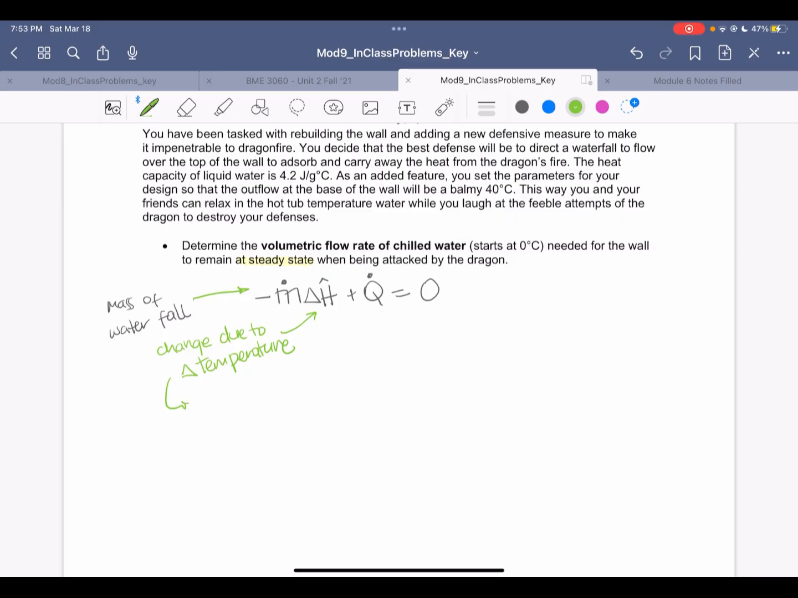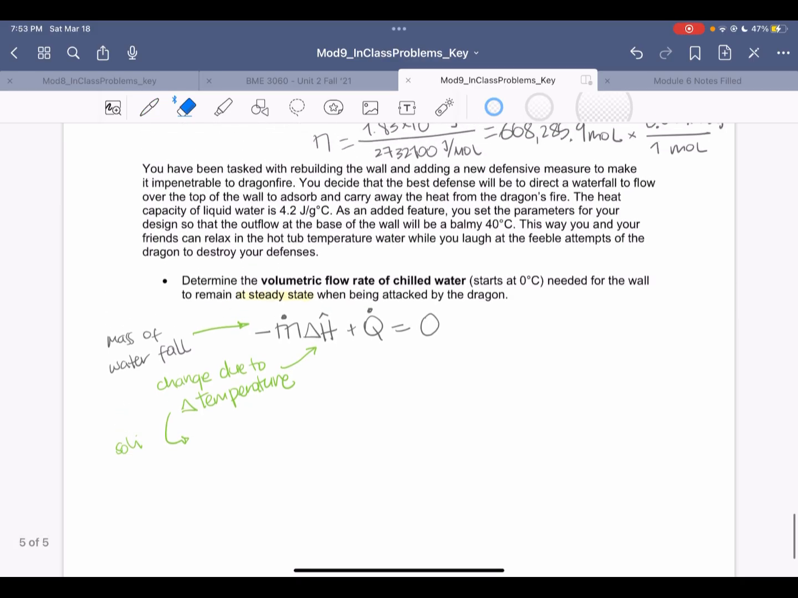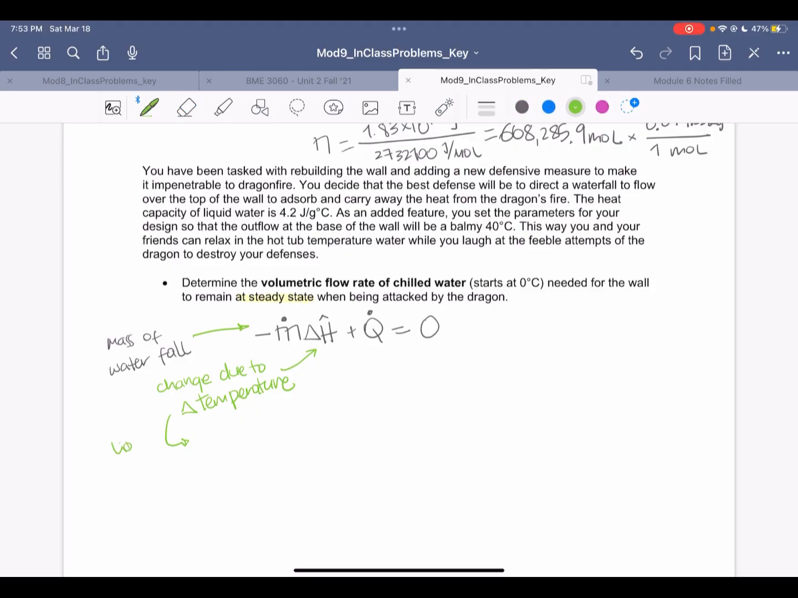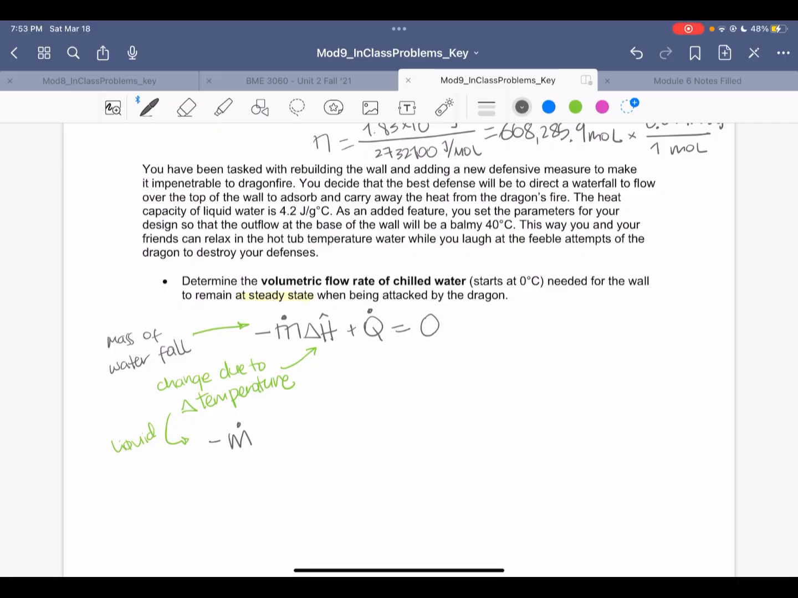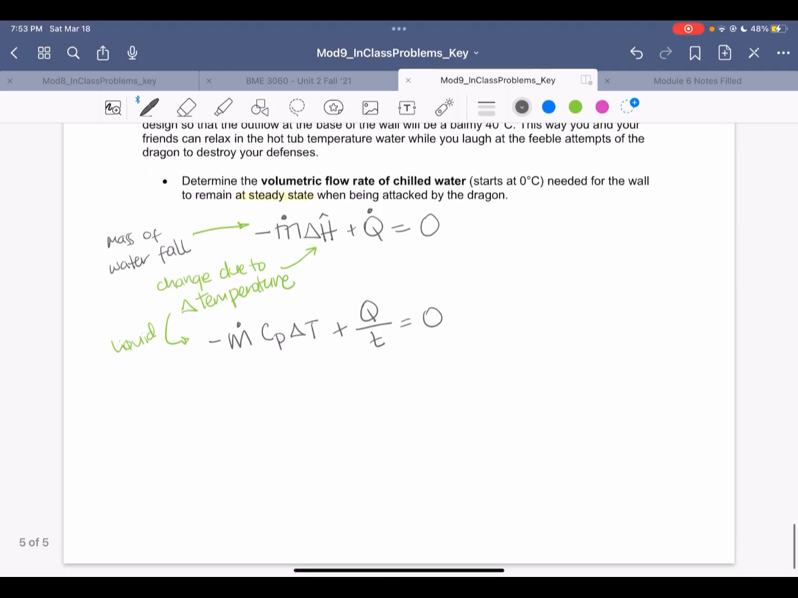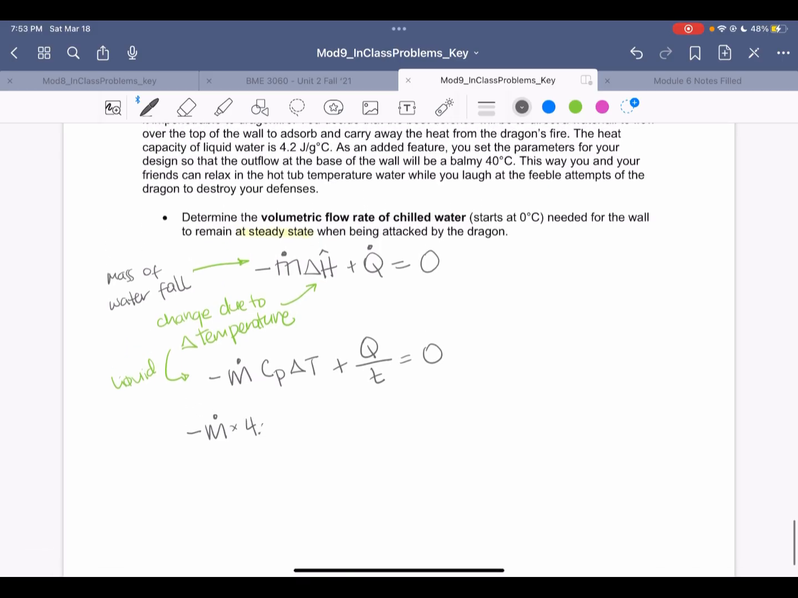which, remember, for a solid or liquid, we can model that as Cp delta T plus our heat transfer rate, which would be equal to Q divided by time t, and that's equal to 0. Okay? And this mass flow rate, we don't know. This Cp would be 4.2 joules per gram Celsius.